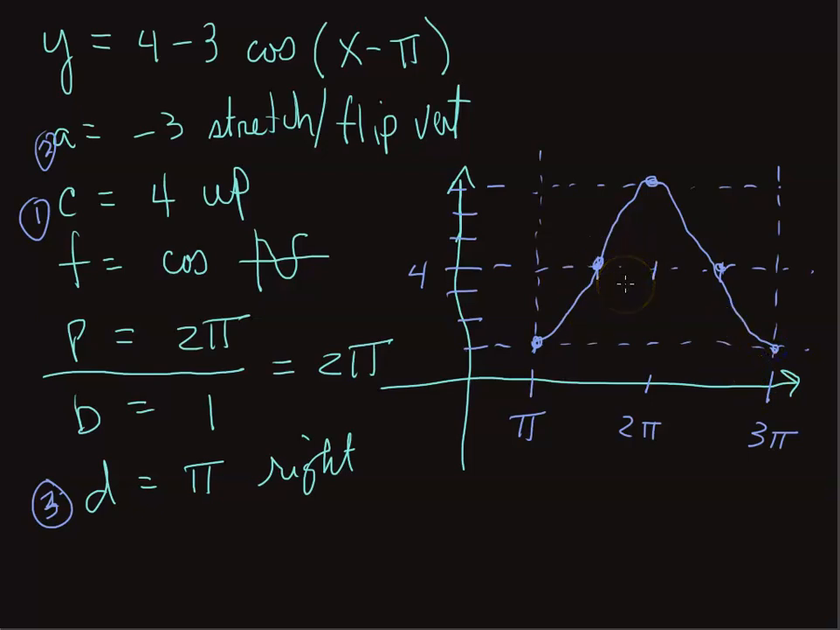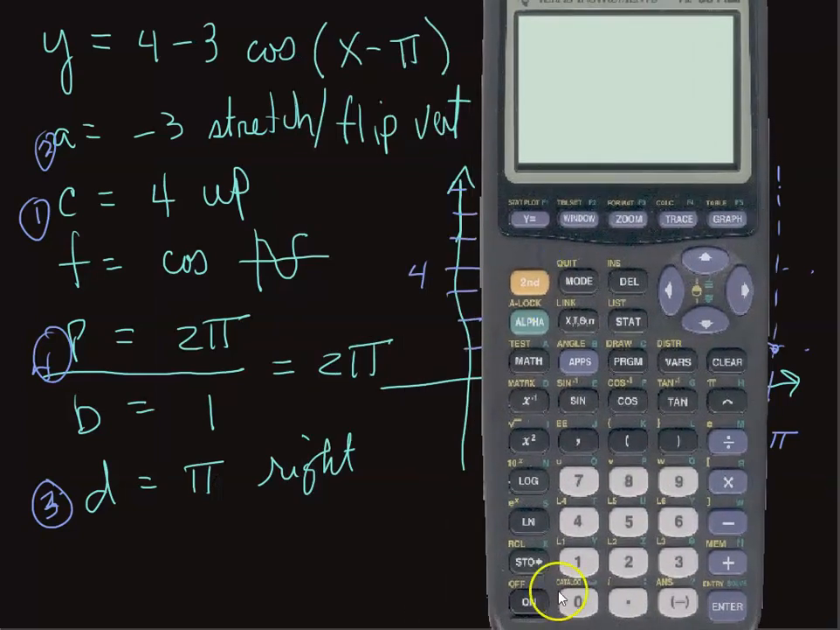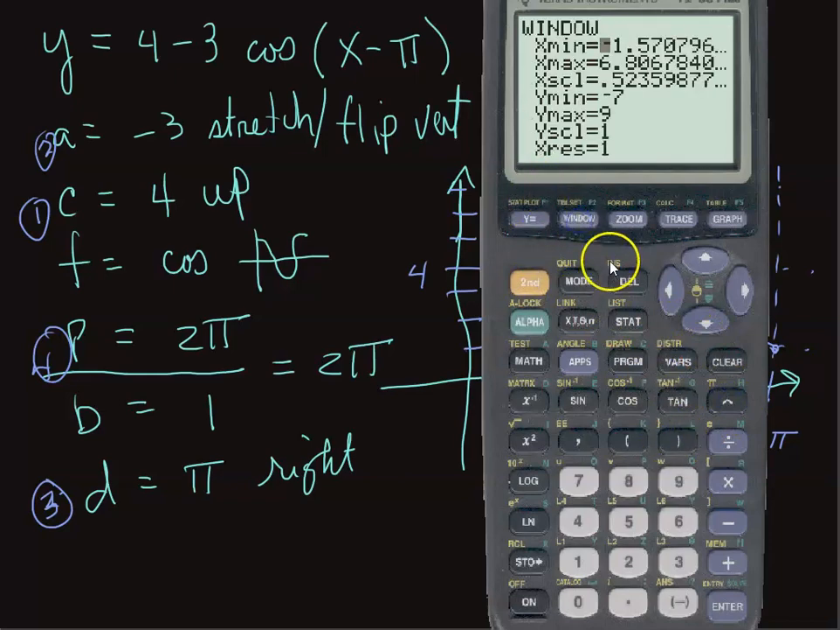But that's the graph. Are you sure? Let's see, this was step 4. Well, let us bring up our calculator and find out. First of all, y equals, clear this out, 4 minus 3 cosine x minus pi, parenthesis, window.